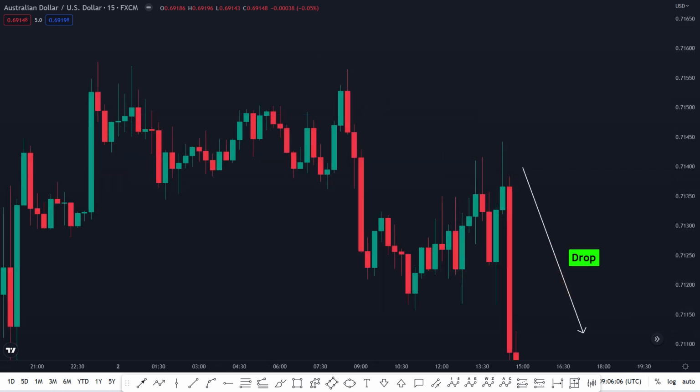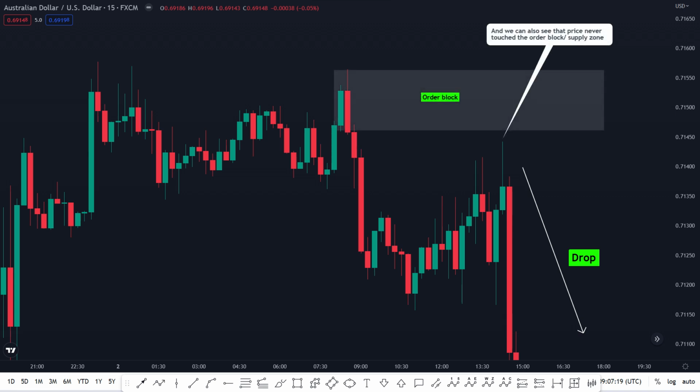Here on the first example we will identify why the market has made this drop. Step by step with in-depth explanation. We can see that if this is our order block, price has never touched that order block. Why? Let me explain.